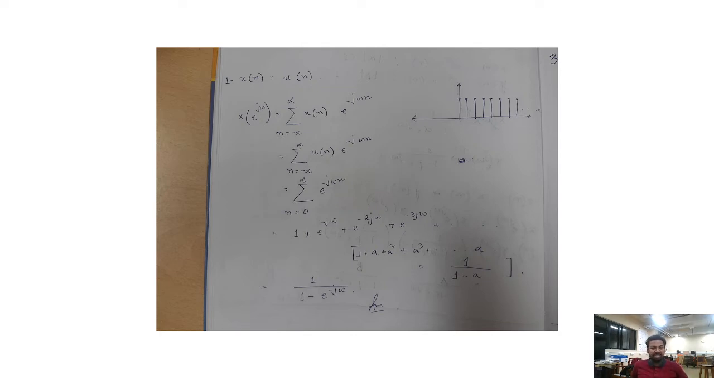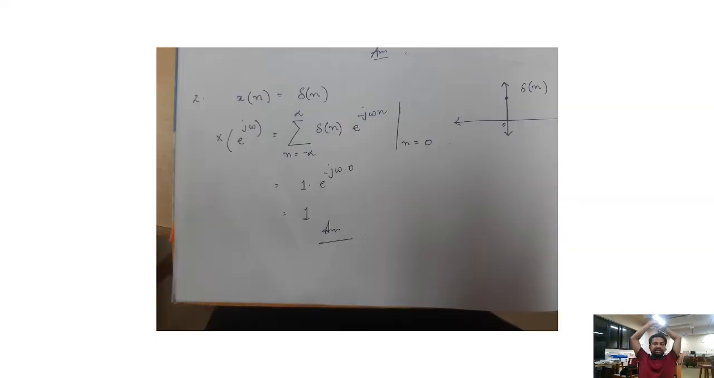We all have studied this in our school days, how to find the summation for an infinite series. So we can replace this term, 1 plus e to the power of minus j omega plus e to the power of minus 2j omega plus e to the power of minus 3j omega till infinity, equals 1 divided by 1 minus the common ratio, e to the power of minus j omega. So this is the Fourier transform of the unit step. Okay, and this is very fundamental. We should remember this because it will help us in solving a couple of problems.